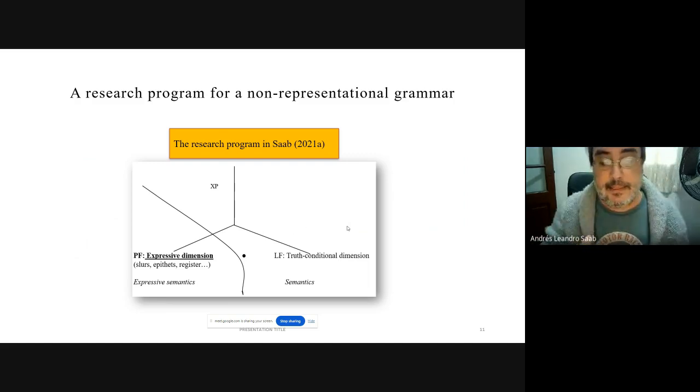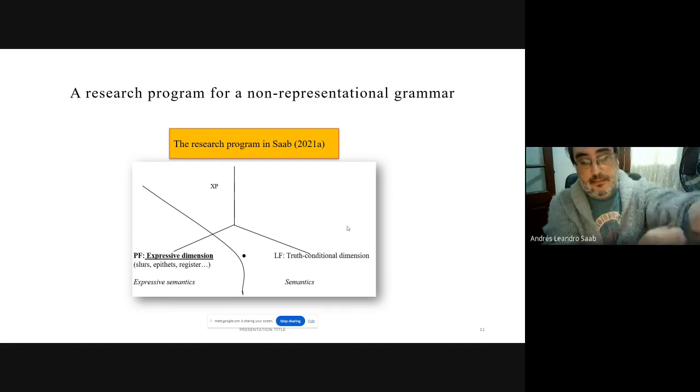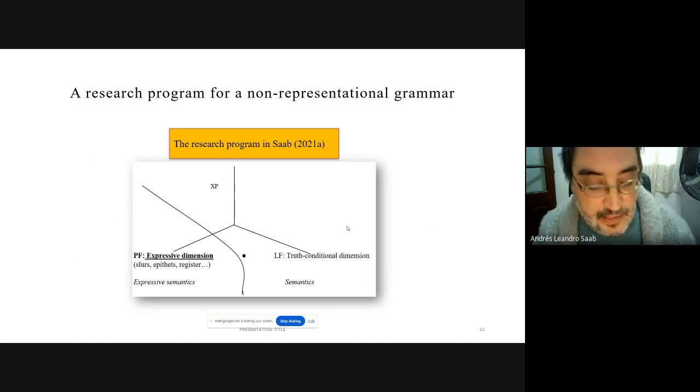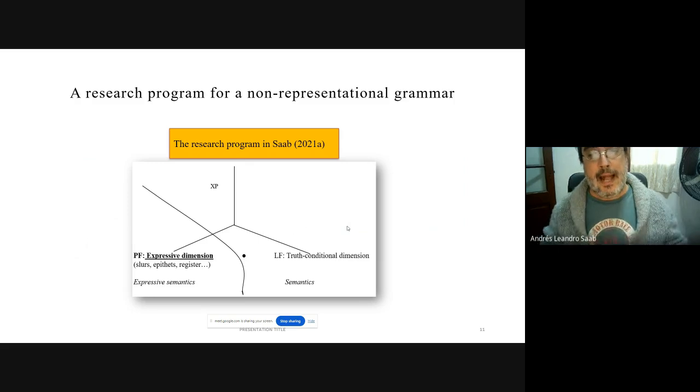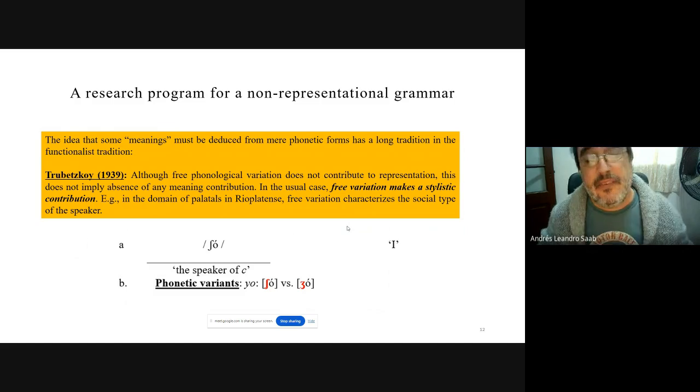For me it's clear that some things that Kaplan, Potts, and other people call expressive meanings or use conditions or whatever must be deduced at PF. This is clear for me. It's an idea that I'm exploring in a particular project, but the idea is very old.